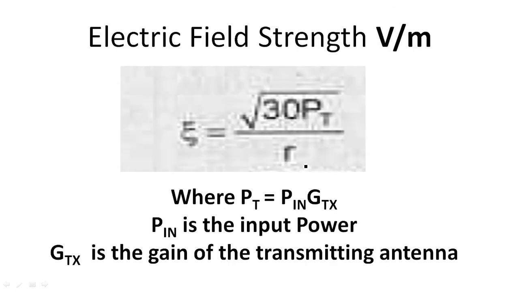Okay? So the electric field strength in volts per meter, isulat ko medyo malabo kasi yung nalagay ko dito, no? So epsilon, yung Greek letter na nandito. So, electric field is equal to the square root of 30 times the power transmitted divided by the distance R. Okay? So, yung distance is the distance between the transmitting and the receiving antenna. Okay? So, yung power transmitted is equal to the input power times the gain of the transmitting antenna.